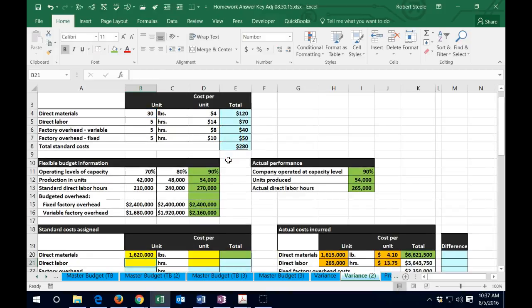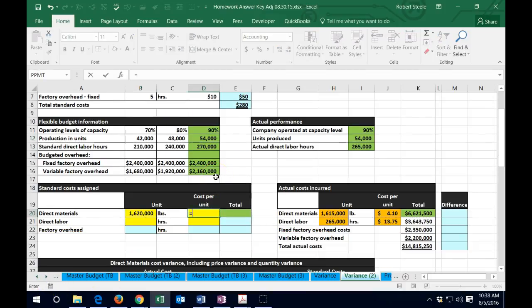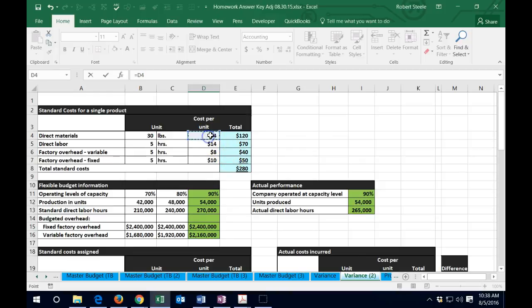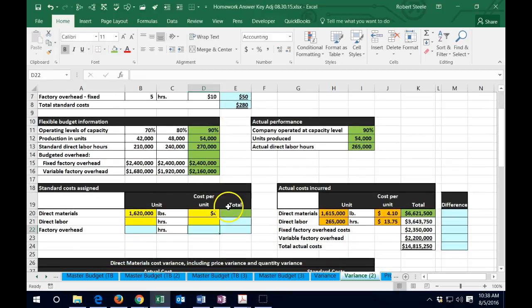What we think is going to happen, we'll take 30 pounds and we're going to make 54,000 units. And the unit cost is going to just equal this 4, the 4 right there. And so if we multiply that out, then we're going to have the 1,260,000 pounds times $4 per pound, and that'll give us the 6,480,000.